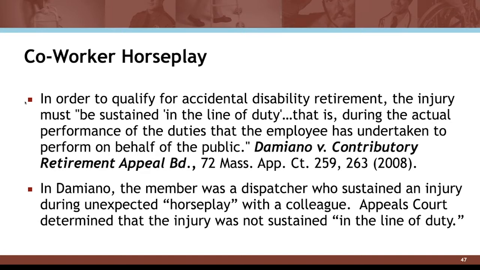And the appeals court said that she was not eligible because the injury must be sustained in the line of duty. That is, during the actual performance of the duties that the employee has undertaken to perform on behalf of the public. Her injury was not sustained while in the line of duty as a dispatcher. Horseplay, and this is what the court termed it, was not part of her duties as a dispatcher. And unfortunately for her, she was denied accidental disability.